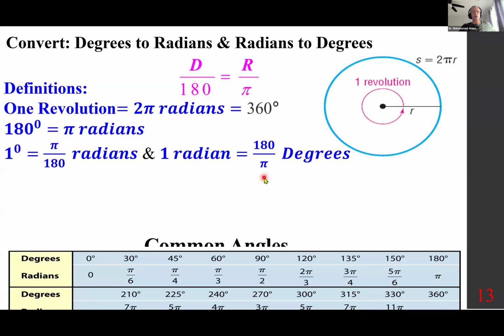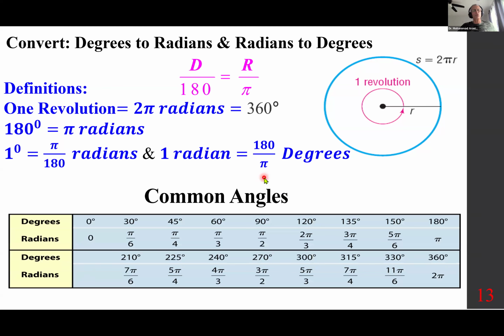And there are some common arcs or angles we are supposed to know. For example, 0 is 0. 30 degrees is pi over 6, 45 degrees is pi over 4, 60 is pi over 3, 90 is pi over 2, 120 is 2 pi over 3, and so on. I hope we all remember this from the basic trigonometry we've had. Very straightforward. 135 is 3 pi over 4, 150 is 5 pi over 6, 180 is pi, and so on and so forth. So those are some common arcs or angles.